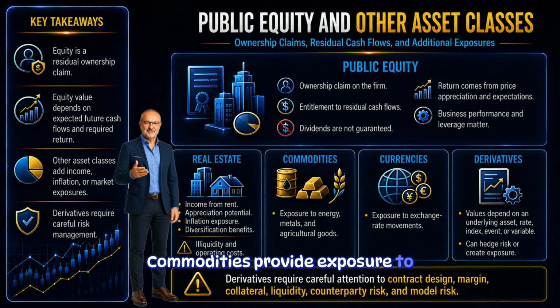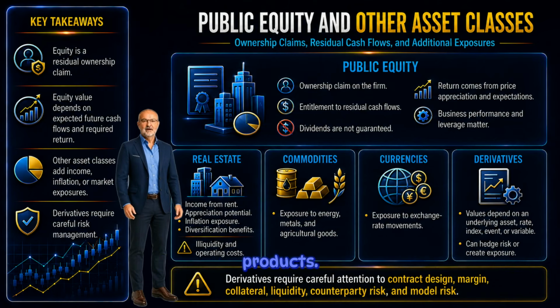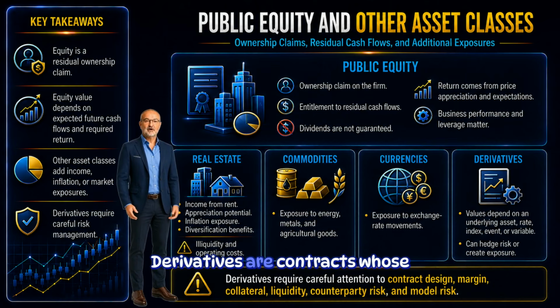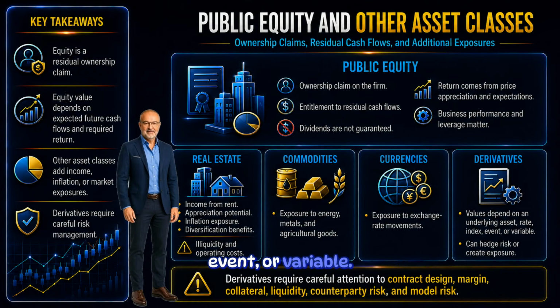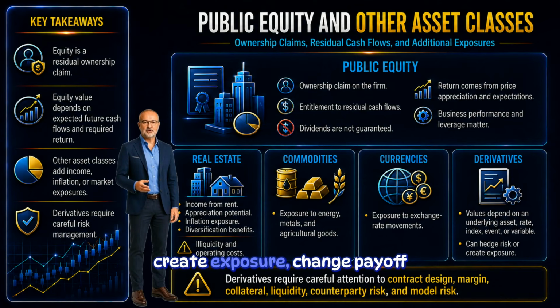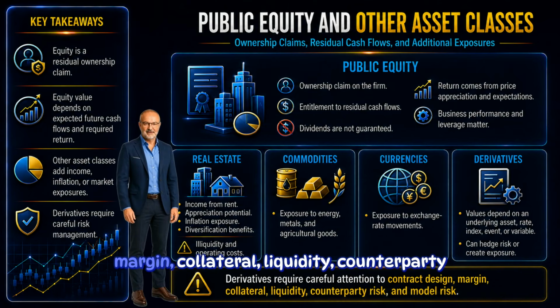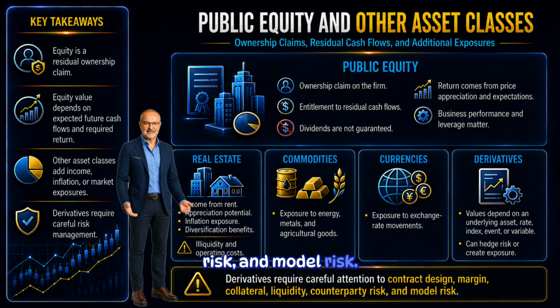Commodities provide exposure to physical goods such as energy, metals, and agricultural products. Currencies expose investors to exchange rate movements. Derivatives are contracts whose values depend on an underlying asset, rate, index, event, or variable. They can hedge risk, create exposure, change payoff patterns, or support speculation. But derivatives require careful attention to contract design, margin, collateral, liquidity, counterparty risk, and model risk.